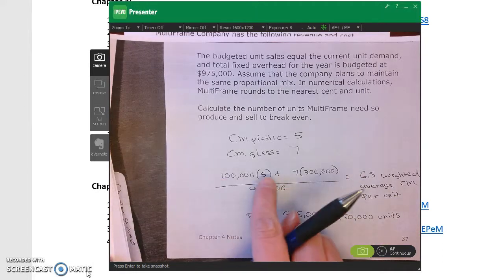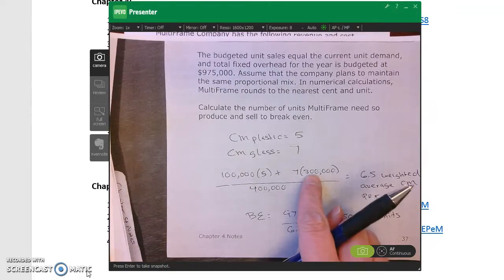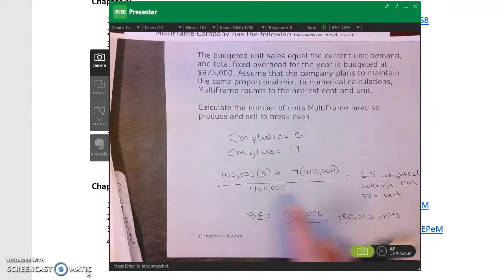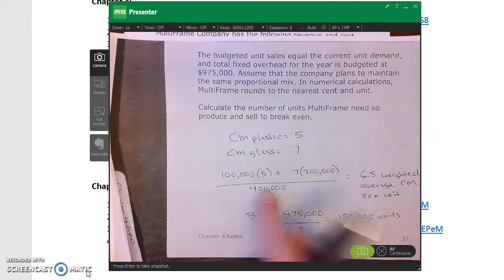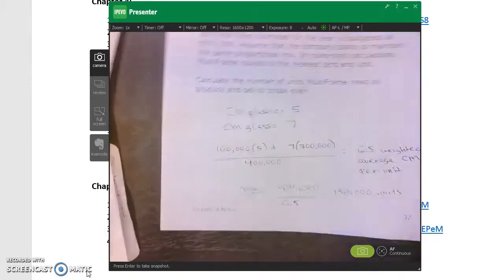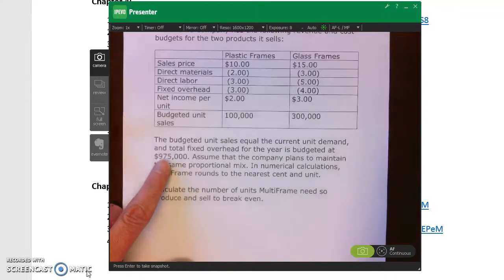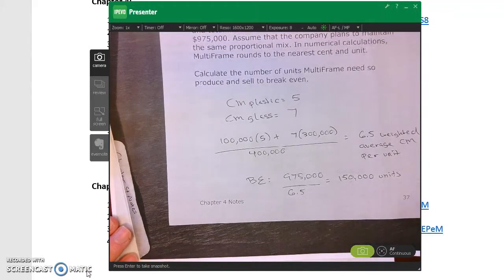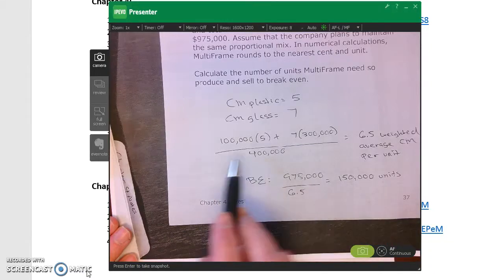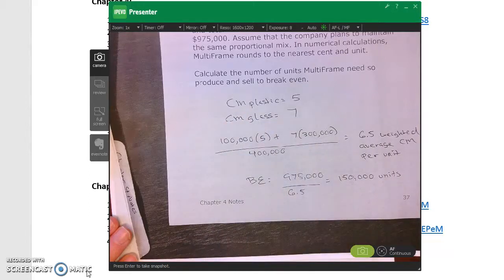So could you just take the 1 times the 5 plus the 7 times the 3 and divide by 4 and get the same answer? Yes, you could. Okay, but I just weighted it by the total, and I divided by the total sales of 400,000 right there. That gives me 6.5 as the weighted average CM per unit. Then I take my total fixed cost of 975 divided by my weighted average CM per unit. I need to sell 150,000 total units. And then if you wanted to break this out, you could say 1/4 goes to plastic, and then 3/4 would go to glass.